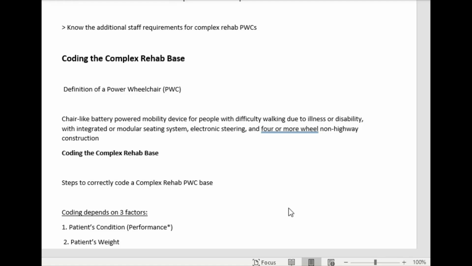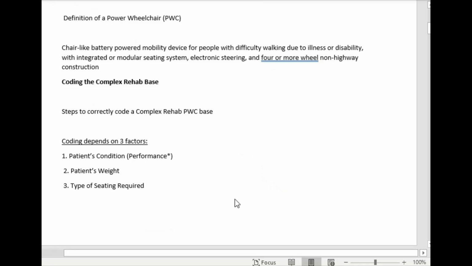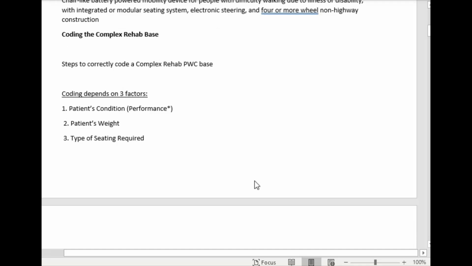In any event, the definition of a power wheelchair: power base, chair-like battery-powered mobility device for people with difficulty walking due to illness or disability, with integrated or modular seating system, electronic steering, and 4 or more wheel non-highway construction. That's just the Medicare definition for a power wheelchair. Coding the complex rehab base. Steps to correctly code a complex rehab power wheelchair base. So the coding depends on 3 factors: the patient's condition, the patient's weight, and the type of seating required. As we mentioned previously, the seating system on top of a motorized wheelchair will affect the motorized wheelchair base code. You'll understand what that means in just a bit.